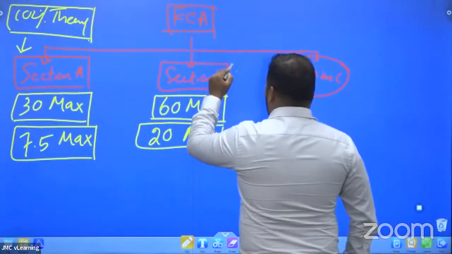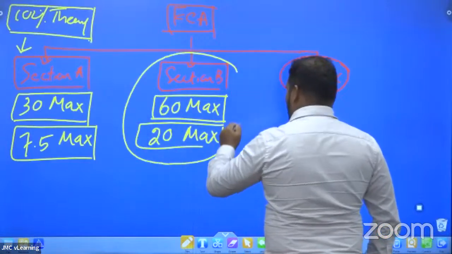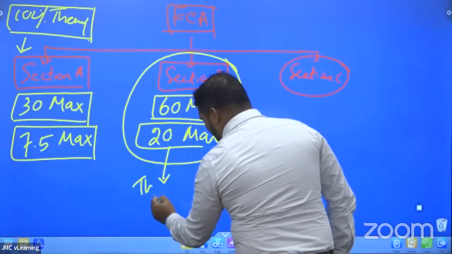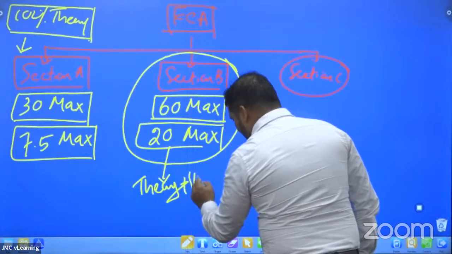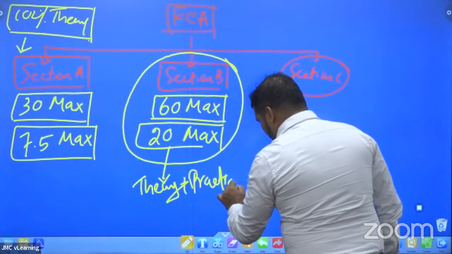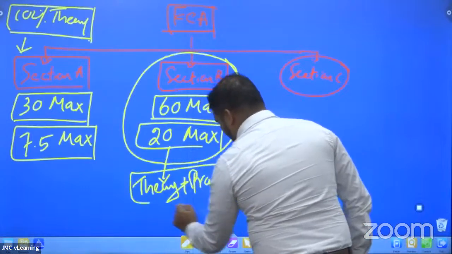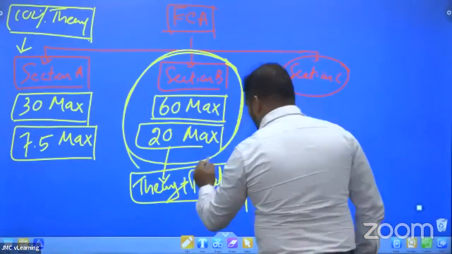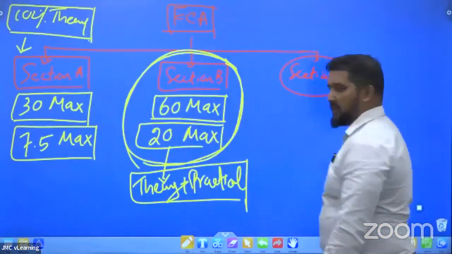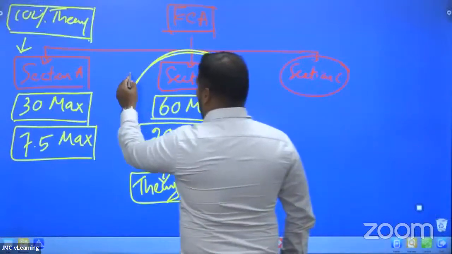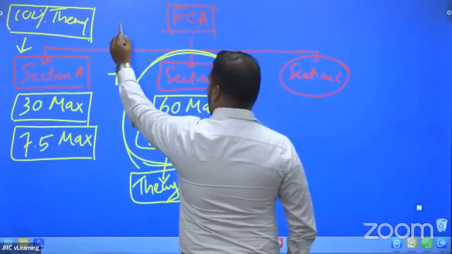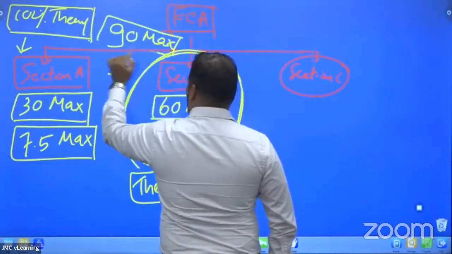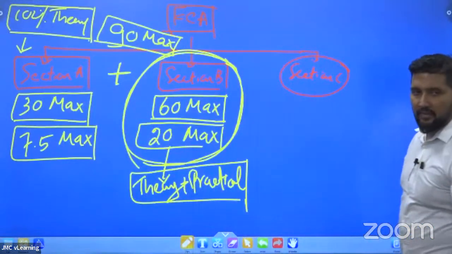Why I wanted you to spend 60 minutes there? Basically section B is a combination of theory plus practical. So therefore you should have more time for section B when you compare section A with section B. But remember, section A and section B together, you need to finish within 90 minutes max.